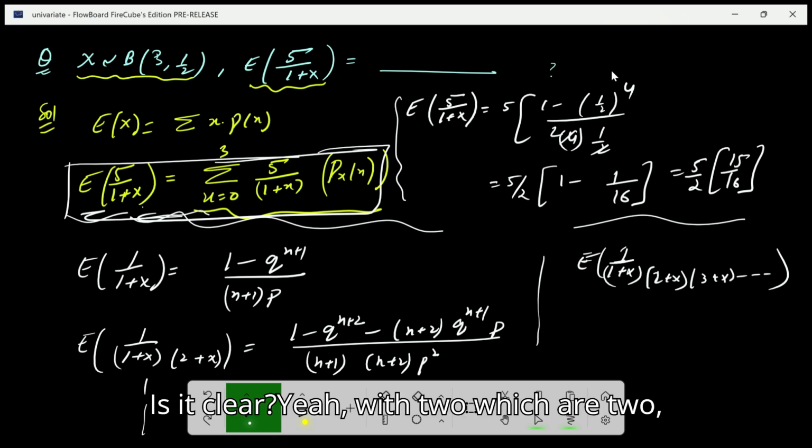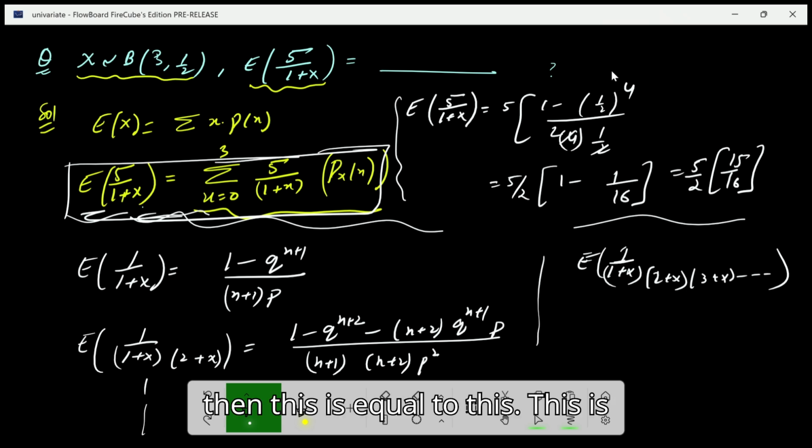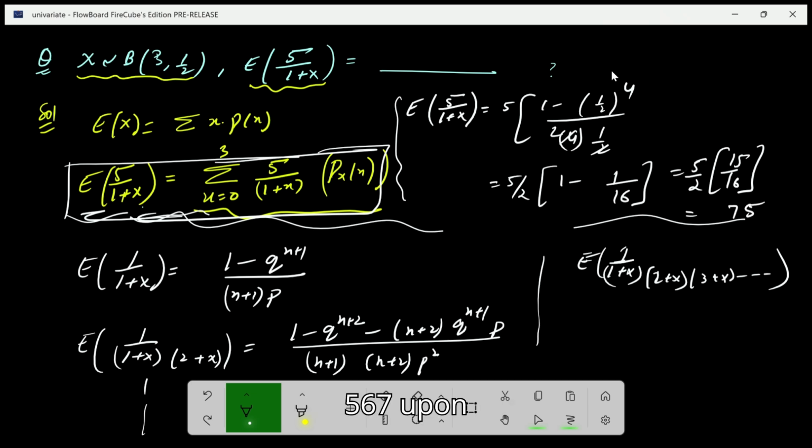इज इट क्लियर कि यहाँ पे 2 बचा, 2 तो बाहर आएगा, फिर देन दिस इज इक्वल टू 75/32 इज द करेक्ट आंसर। क्लियर है?